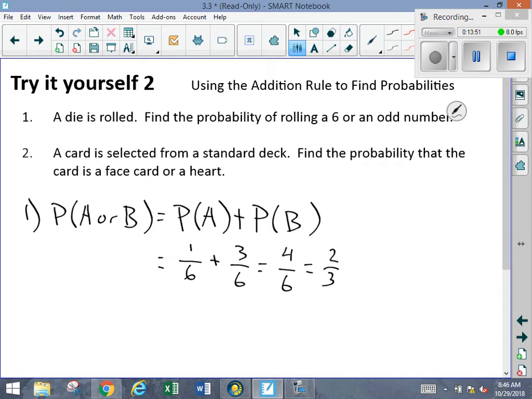Calculator. Yeah, today. I don't know why I don't trust myself. So approximately 0.66.